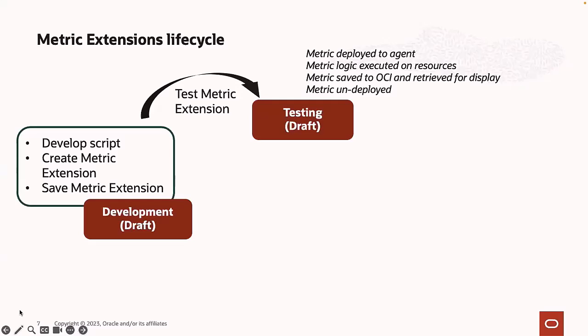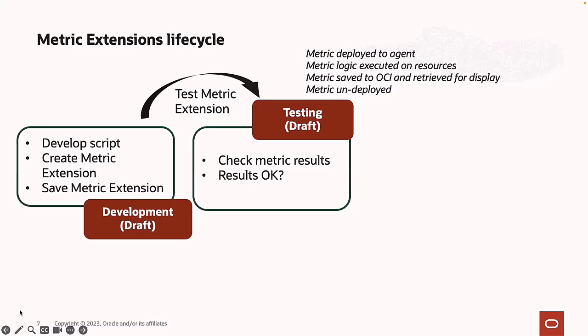It's important to always test a metric extension against a non-production resource. And during this phase, the metric is deployed to the management agent, and the command is executed. The results are then sent to OCI and retrieved for display in the UI. During the test phase, you would review the results of your metric extension. If you're unsatisfied with the results, you can continue to edit that command or update the script, and then retest that metric extension on the same resource or a different resource, but always remembering to test against a non-production resource.